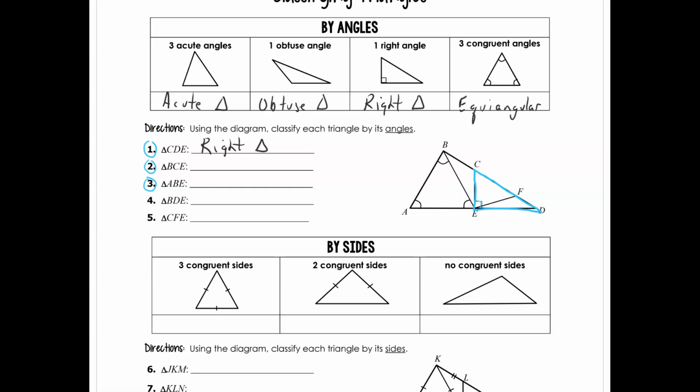All right, triangle BCE. So let's start over. Let's look for triangle BCE. So this one starts at B, CE goes this way, BCE. And there's the triangle that we're looking at. All right. Now, this triangle, this is an obtuse angle up here, so that makes it an obtuse triangle.